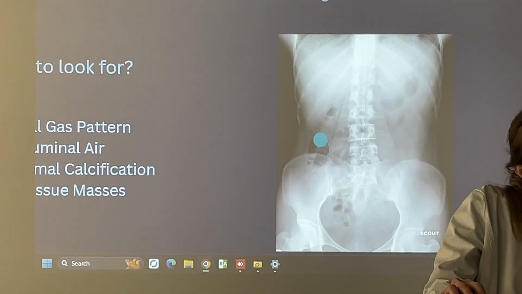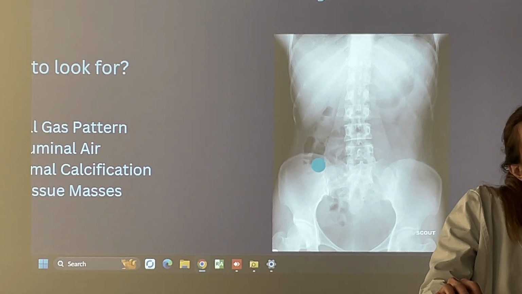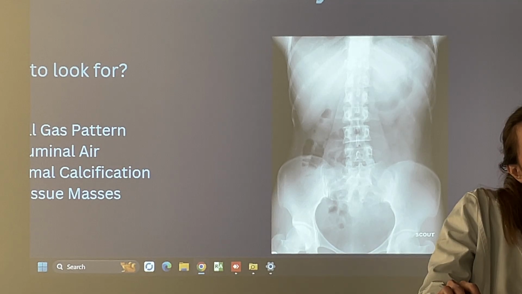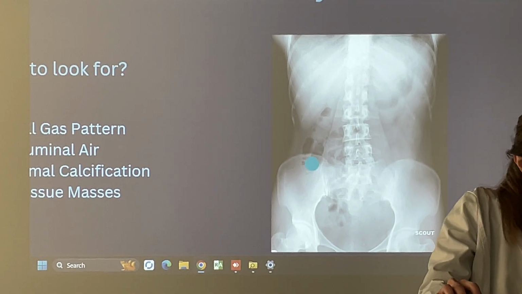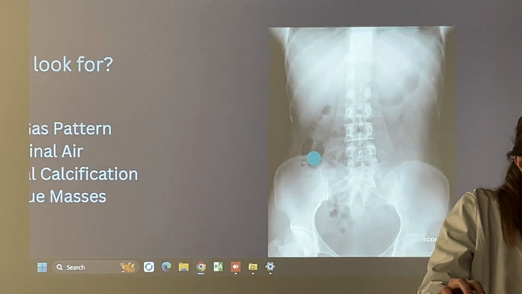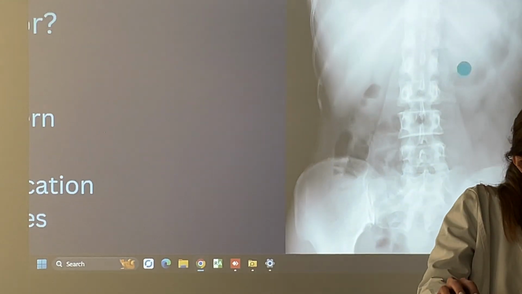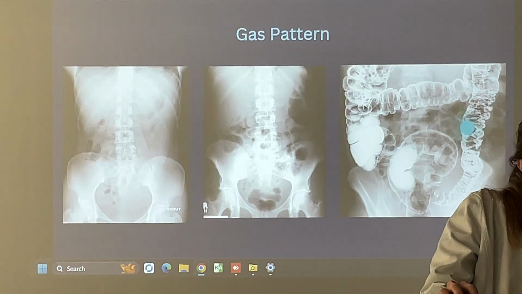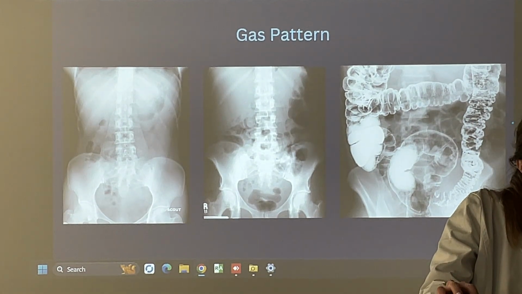Now, is this normal? Yes. Why? This is normal. This is from the intestine. We are having that one, right? That is normal. And that is the stomach on that side, right? That's the stomach. On which side? Left side.